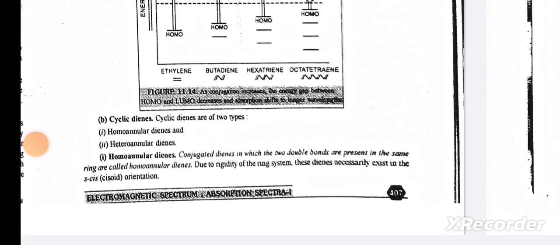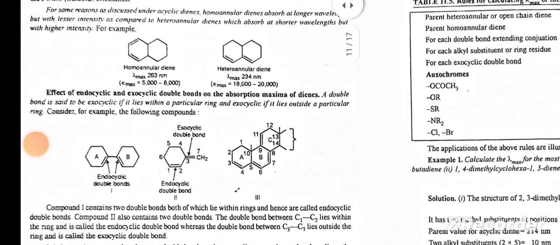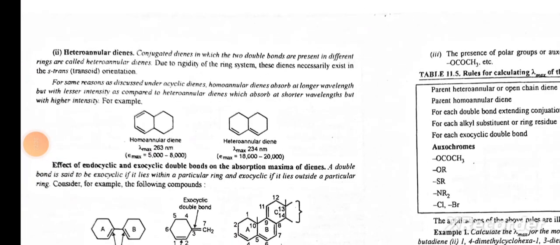Cyclic dienes. Cyclic dienes are of two types: homoannular dienes and heteroannular dienes. Homoannular dienes: conjugated dienes in which the two double bonds are present in the same ring are called homoannular dienes. Due to rigidity of the ring system, these dienes necessarily exist in the s-cis or transoid orientation. Heteroannular dienes: conjugated dienes in which the two double bonds are present in different rings are called heteroannular dienes. Due to rigidity of the ring system, these dienes necessarily exist in the s-trans or transoid orientation.